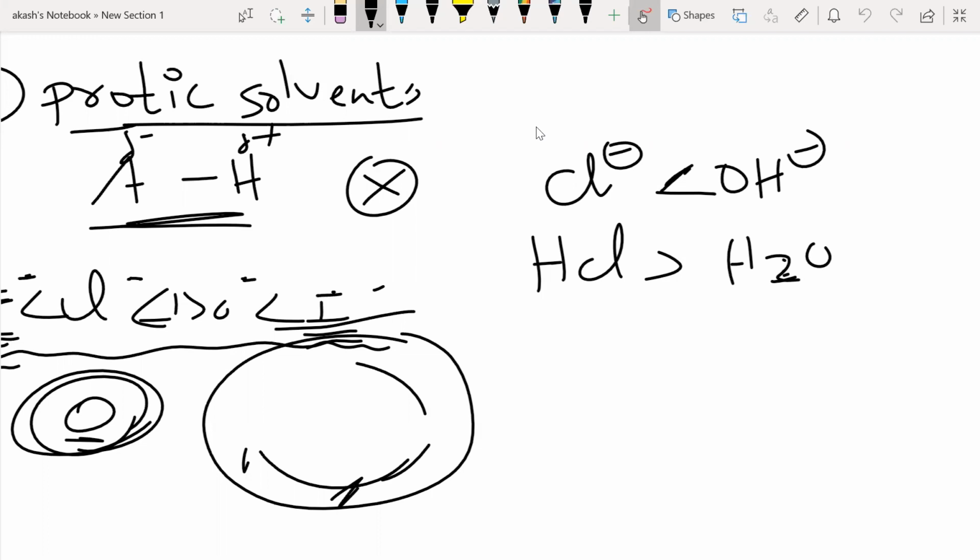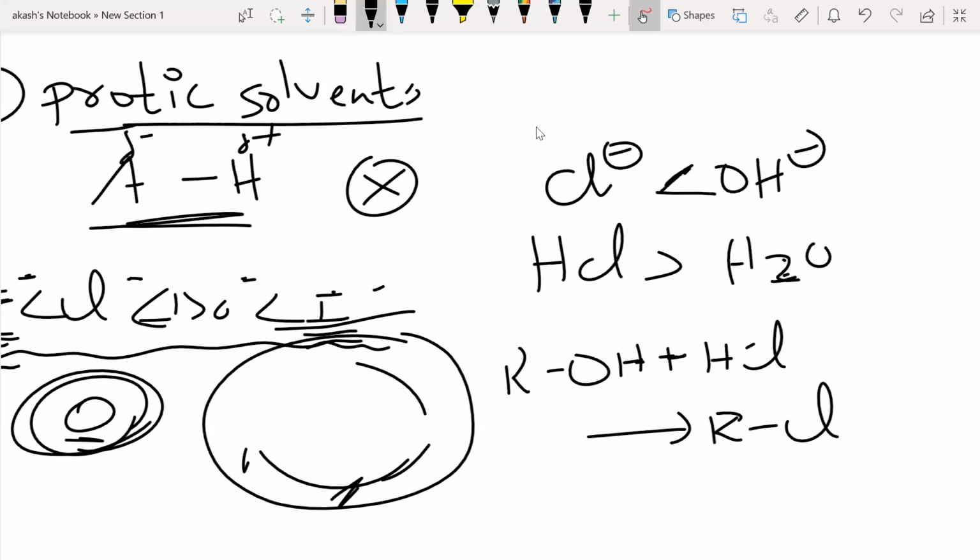But what happens when I have ROH and I put HCl? You do see that RCl comes. Now how does this happen? This cannot happen, because OH minus is a better nucleophile than Cl minus. That means Cl minus cannot replace OH minus. Still, you should have seen this reaction in alcohols, ethers, and phenols. How do you think it happens?